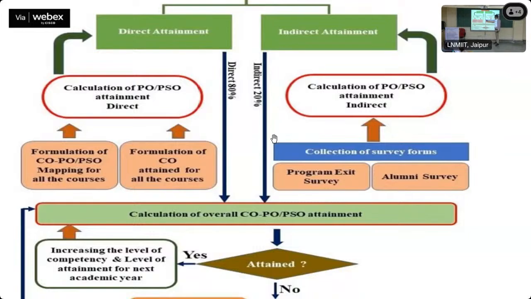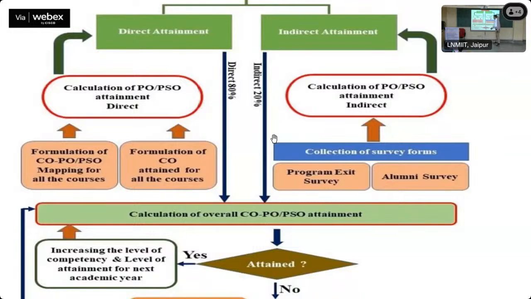And we have to finally combine both attainments and then see whether we have to set the target again, out of let's say 100%. Suppose my target is 80% and I achieved 80%, then I increase the level of competencies for the next academic year. That is why accreditation asks for data for 3 years, not for 1 year, okay.